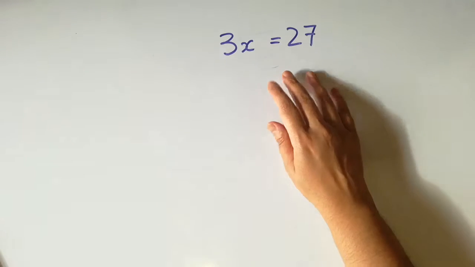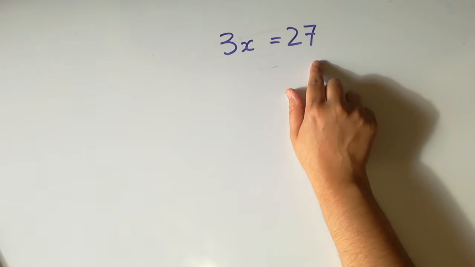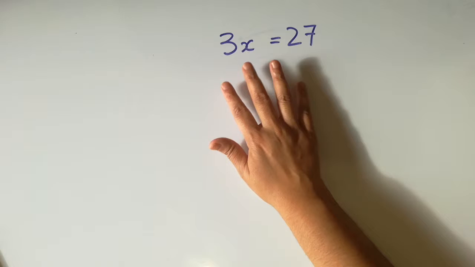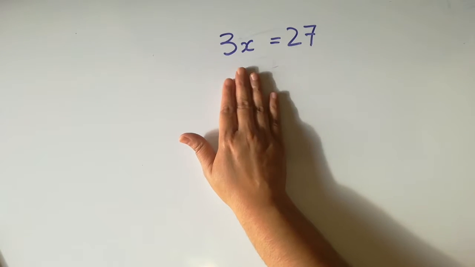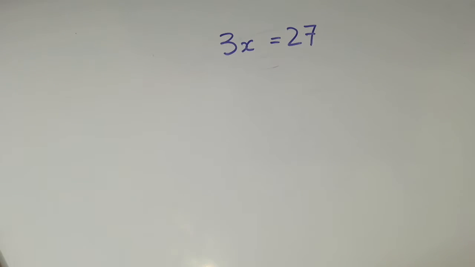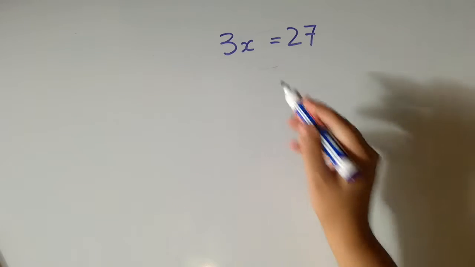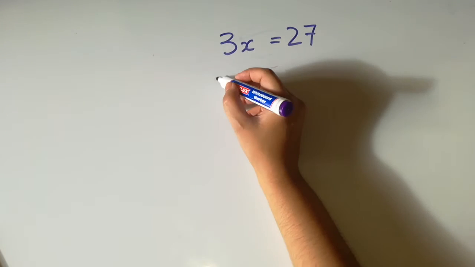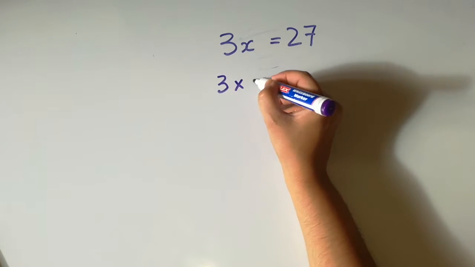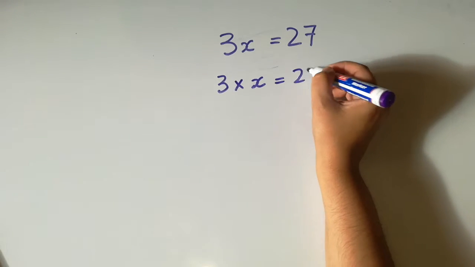In this lesson, I'm going to teach you about equations. Let's say I have 3x is equal to 27. Now the first thing you need to know is that this 3x is actually 3 times x equal to 27.